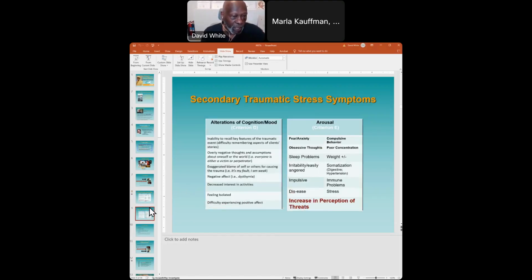Continuing with that, you have alterations in cognition or mood, the inability to recall key features of traumatic events. You have overly negative thoughts and assumptions about yourself and the world, exaggerated blame of self or others for causing the trauma. It's my fault, I'm weak. Negative affect, dysthymia. Decreased interest in activities.